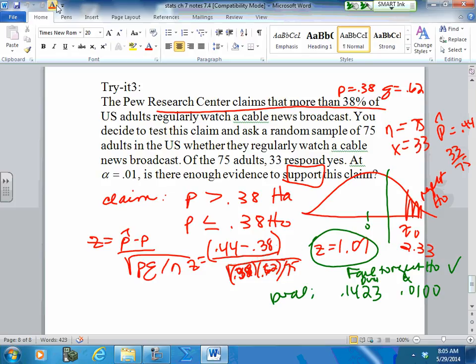To interpret, go up to your chart. If your claim is your HA and you fail to reject your H sub 0, it means you can't support your claim. There's not enough evidence to support the claim that more than 38% regularly watch a news broadcast system program.